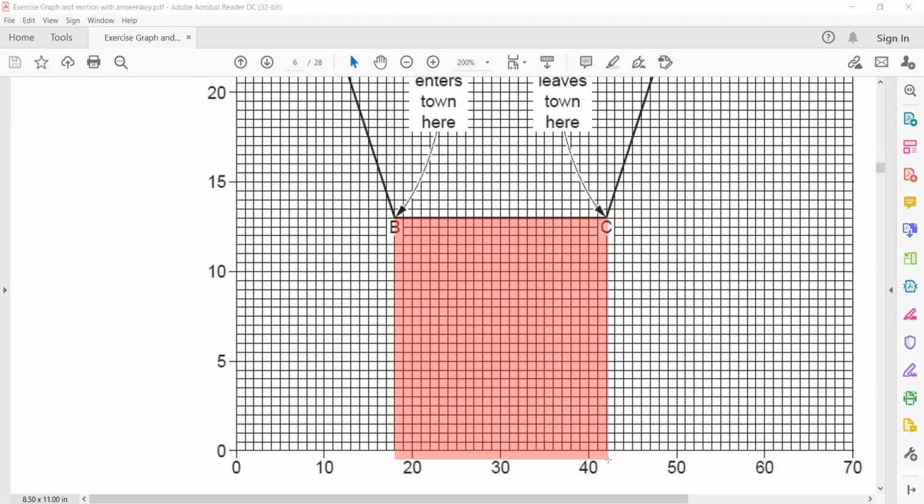So from B to C, we are finding the distance traveled. Each box on the x-axis represents 1. So basically it is 18 here, and this one is 42. So it will be 42 minus 18, which is equal to 24. So the length of this side is 24.